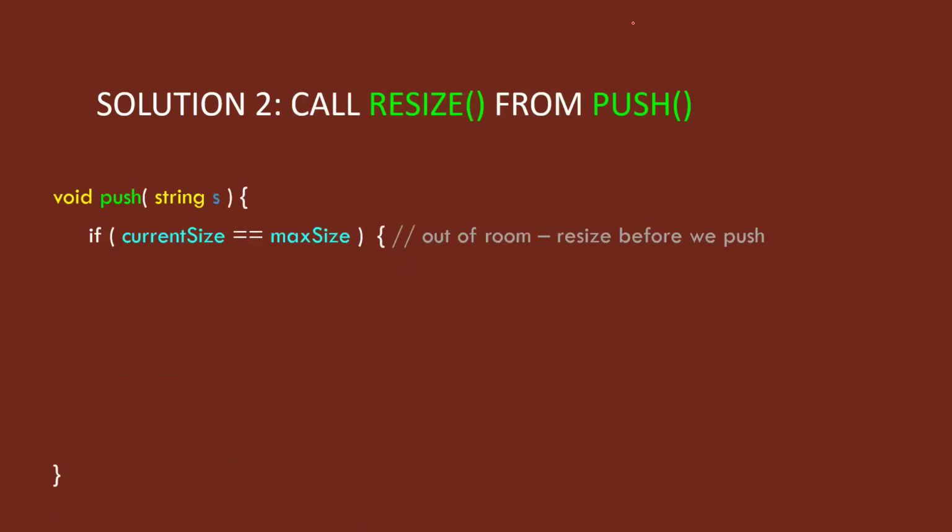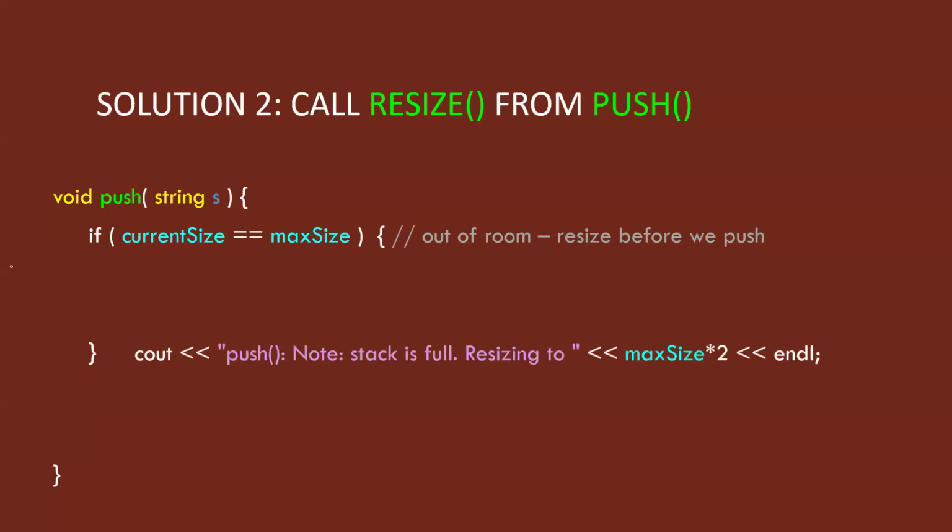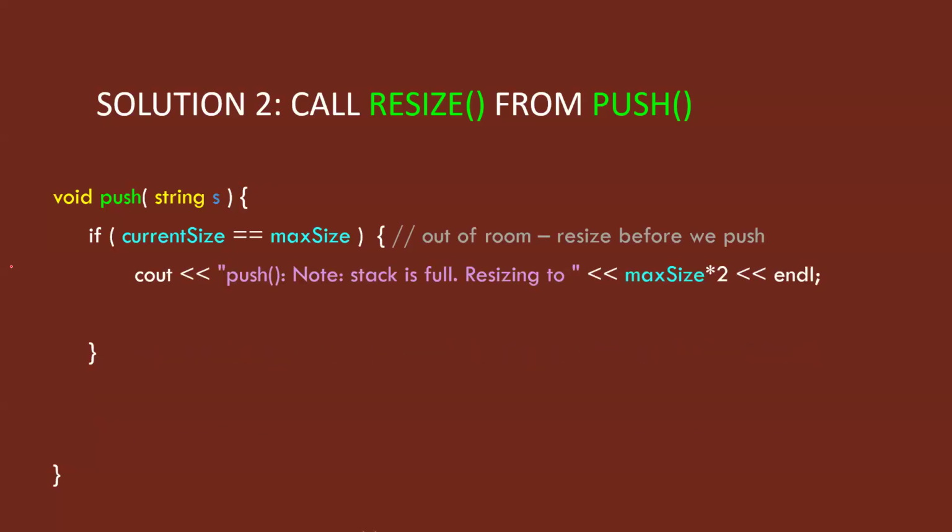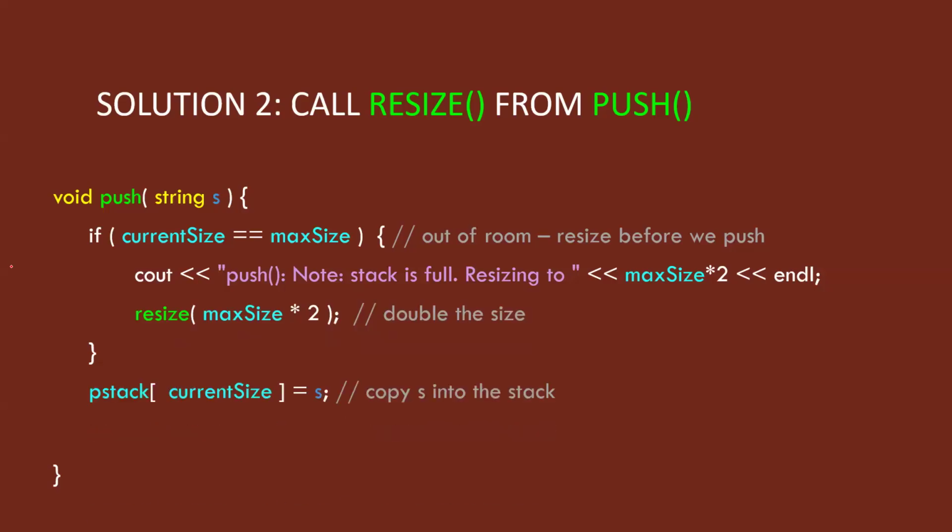So here's push. Okay. So if the current size is equal to the max size, it's time to double. So we do a little feedback for ourselves. We resize to 2 times the max size, and then we go ahead and push the S at the current size. Okay, just that simple. So the push is just, of course, copying into the next available position and incrementing the size after the fact. Okay. So that's our push.